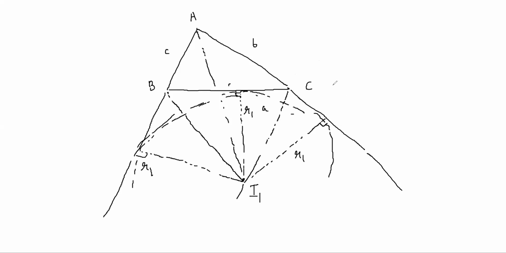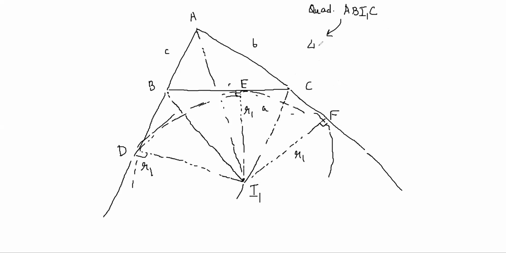Let's label some of these points. Let's label it D, and let's call it E, and let's call this F. These are the points where the circle is tangent to it, right? Now, if you look at quadrilateral A, B, I1, C, you can find the area of this quadrilateral in two ways.